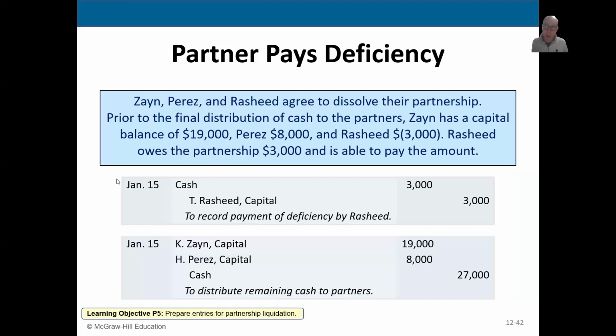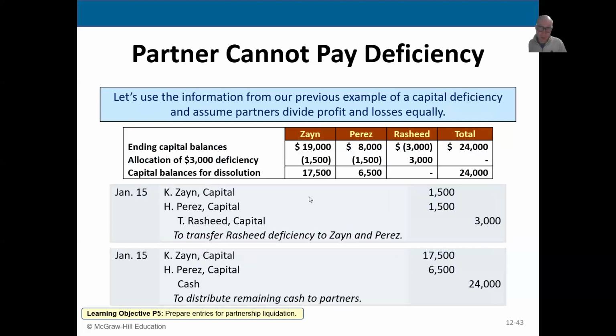So here we have the example where the three partners decide to dissolve. There's a balance of $19,000 left. There's not enough cash to pay that, so the owners have to bring in cash together in order to pay off that remaining debt. That's what this shows us. Now, if there's a situation where one of the partners cannot pay for whatever reason, their account gets dissolved and transferred to the other partners, and then those remaining partners pay out any remaining balances. That's what this shows us.